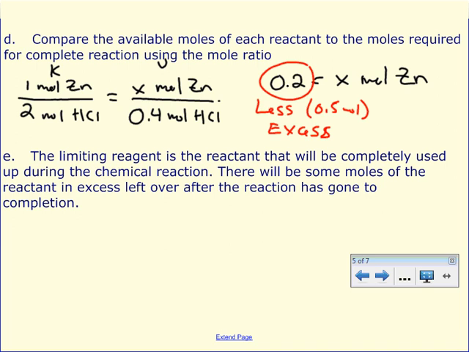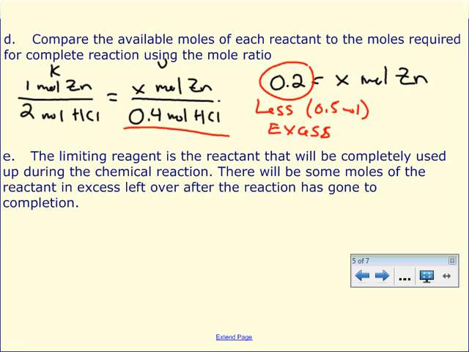So you have less at the end than what you should have, and that means it is in excess. Less is excess. So the key idea here is I've used up all of this, or at least I figured if I'm going to do this reaction, I've used it all up, and I'm only going to need 0.2 moles of the zinc. I have 0.5, so I'm going to have 0.3 left over. So that's going to be very, very easy to see.